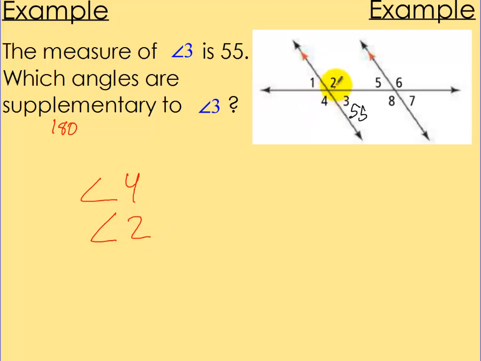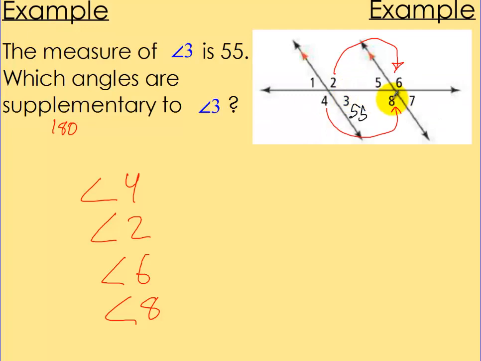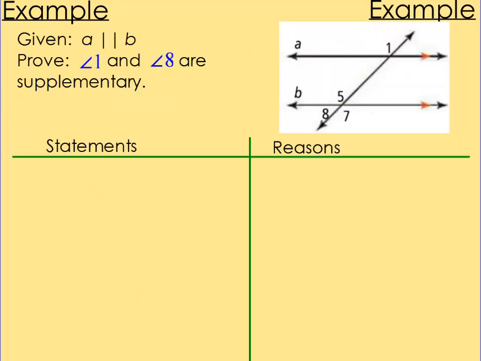And if 4 and 2 are supplementary, if 2 is, then 6 has to be because corresponding angles are congruent, so angle 6. And if 4 is, 8 has to be because corresponding angles are congruent. Alright, or you can do it by the, what is it called? The same side interior angles postulate would say they have to be supplementary. So there you go. That's why 8 could be that. Alright, let's move on to the next. Pause the video.